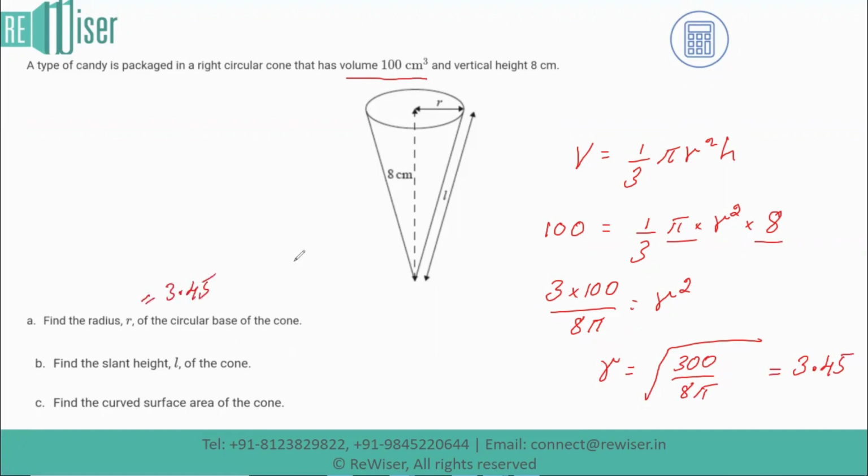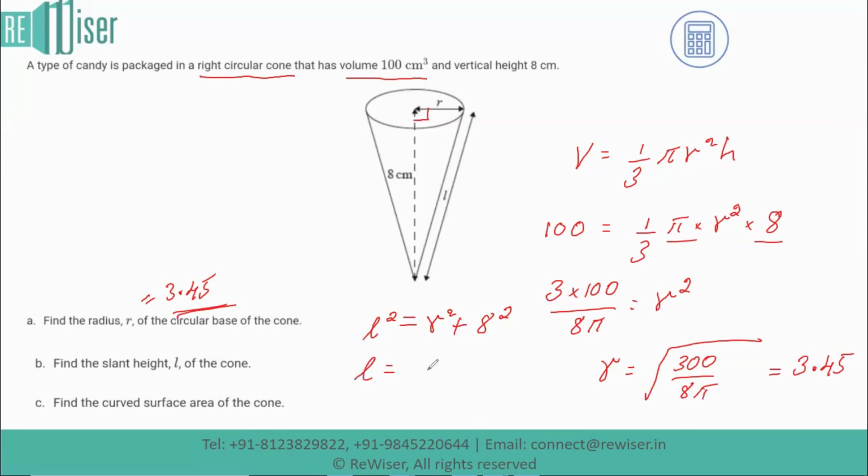Now, if I need to find the slant height, this is a right circular cone. A right circular cone means the angle between the height and the radius is a right angle, so this forms a right-angled triangle. Whenever it's a right-angled triangle, we can apply the Pythagoras theorem. The hypotenuse is L, so L² equals r², the radius squared, plus the height, 8², and we just got the value of r to be 3.45.